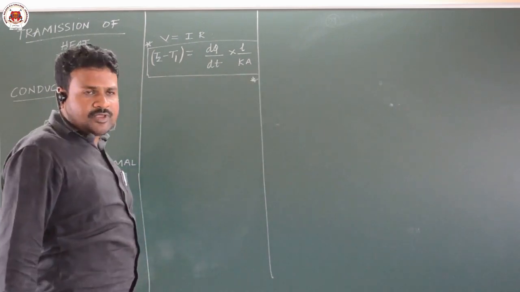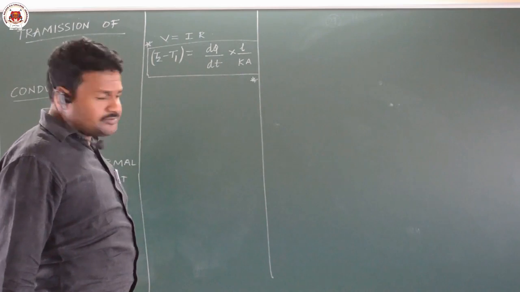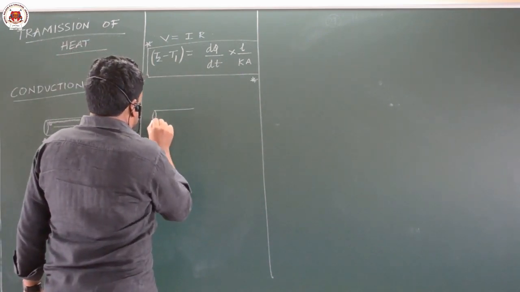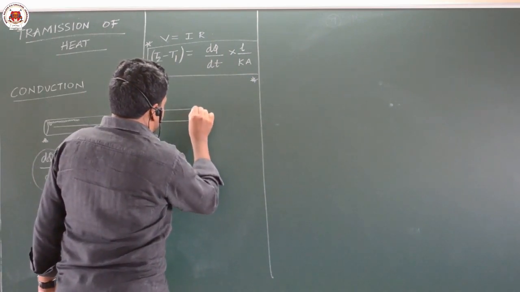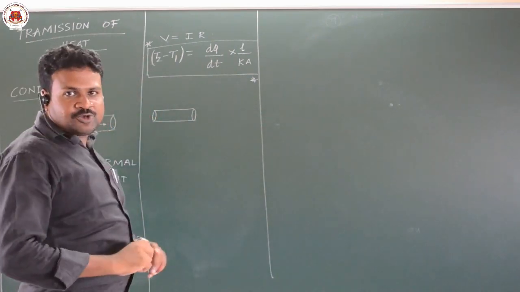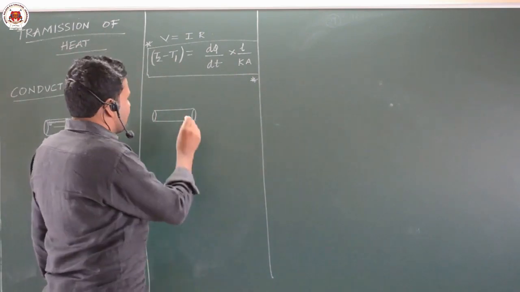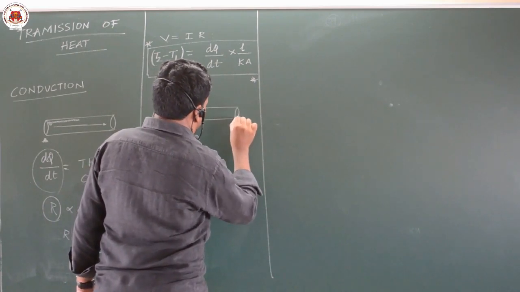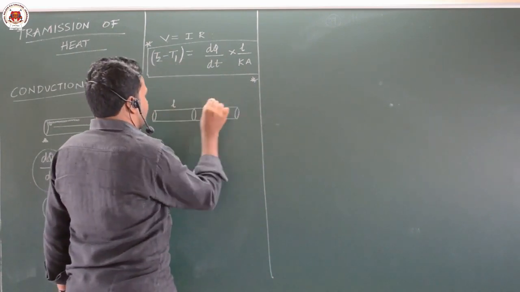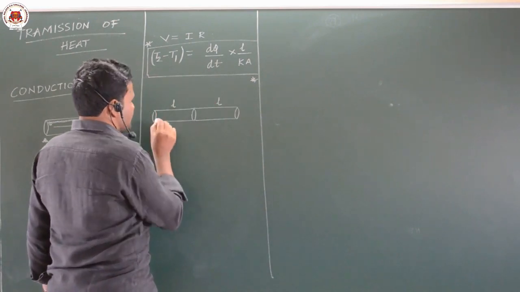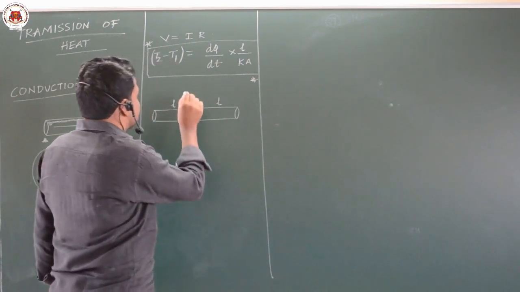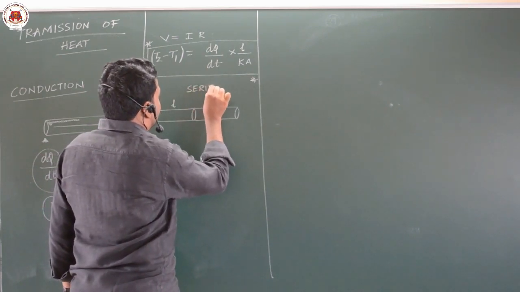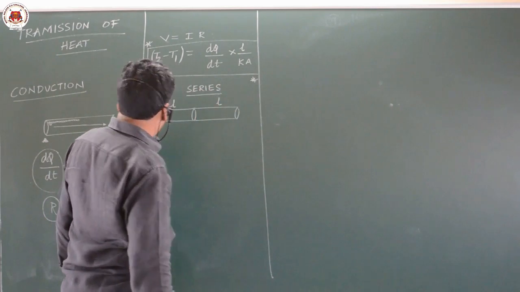Now I will use this formula. Suppose two rods are connected in series, let us take two rods of the same length. For easy calculation, I am taking two rods of the same length. You can take it as an exercise, take different lengths also, you can solve it. Two rods are there of length L and L. They are joined end to end. That means they are in series now. Now what happens here?